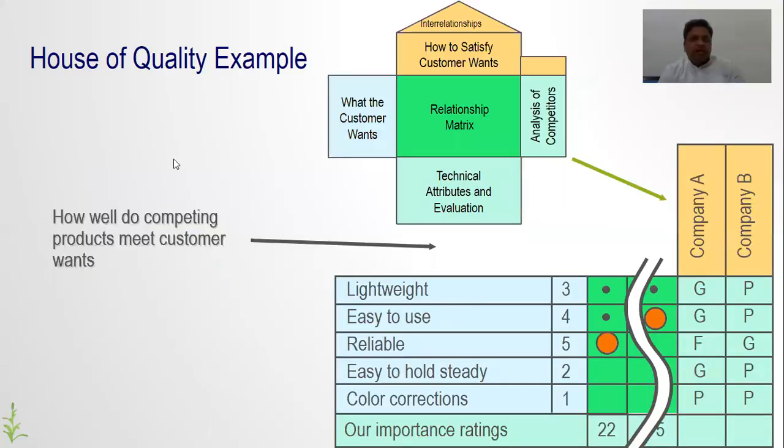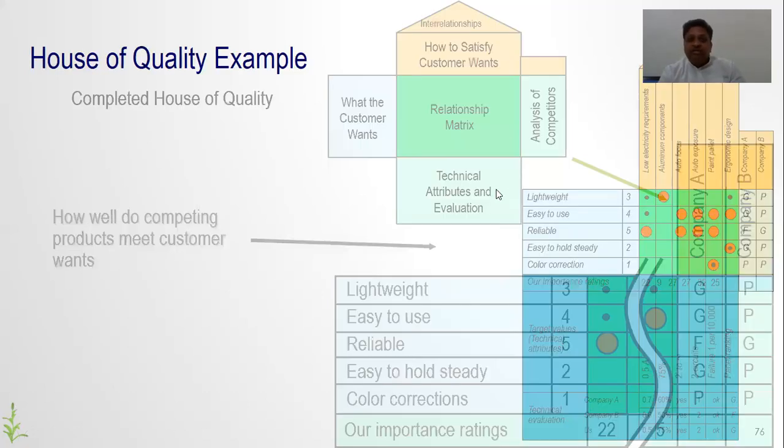So here, how well do competing products meet customer wants? Company A and company B. So if company A has a relationship diagram matrix and weightage matrix with a different value, then you can weigh between company A and company B related to the same customer requirement list. Whichever has the higher weightage or importance rating, that would be a selection criterion.